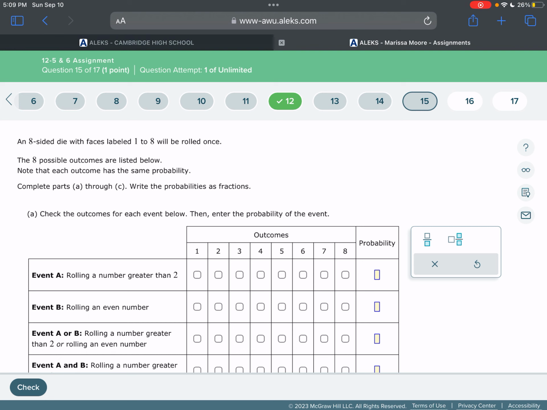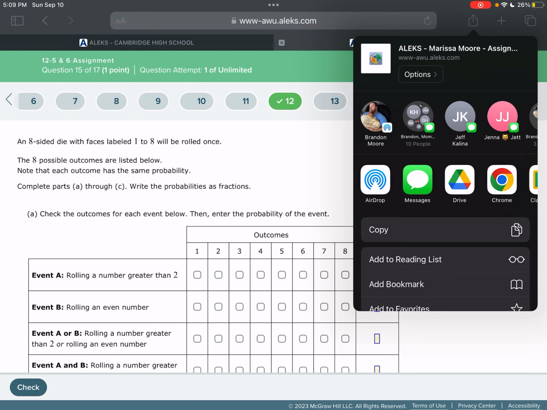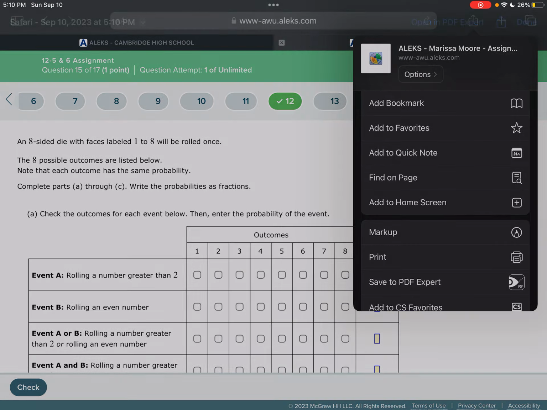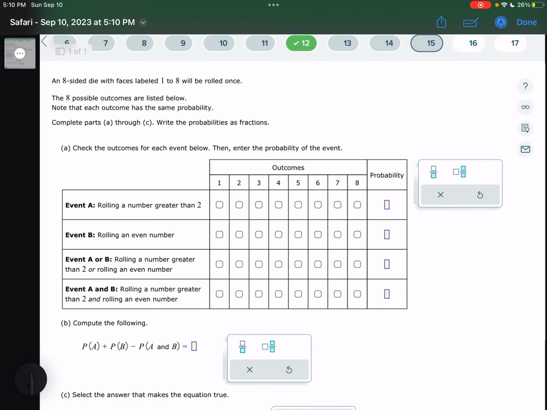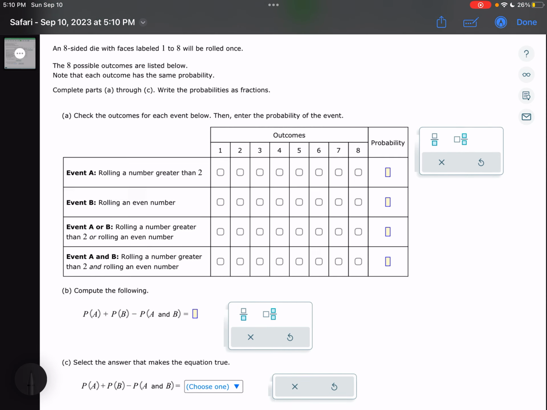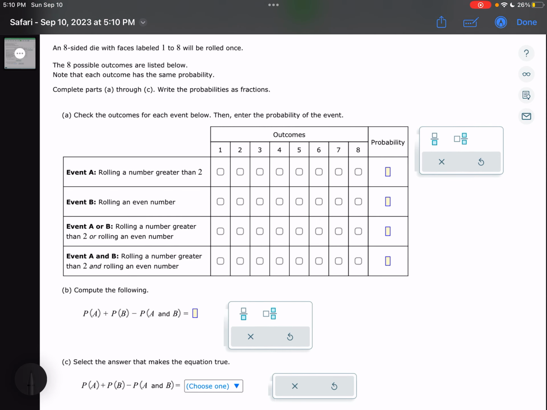All right, number 15, bit of a long one, not as long as you think it is. You've seen something similar to this before. All right, so an 8-sided die with faces labeled 1 through 8 is rolled once. We're going to find some probabilities.